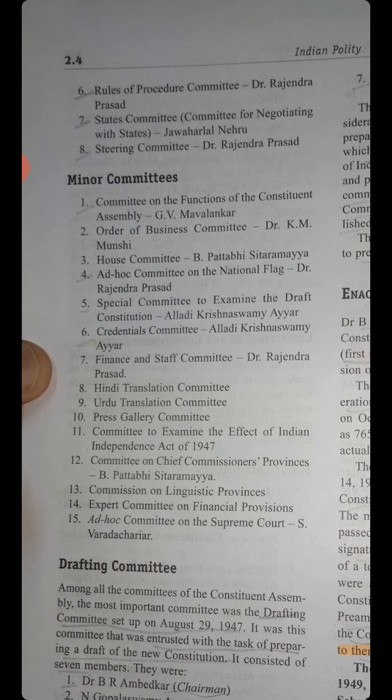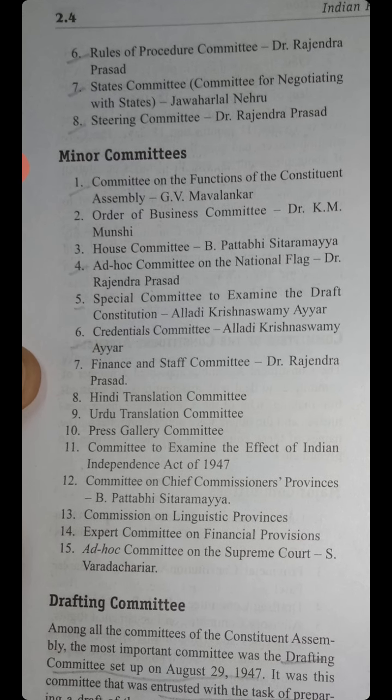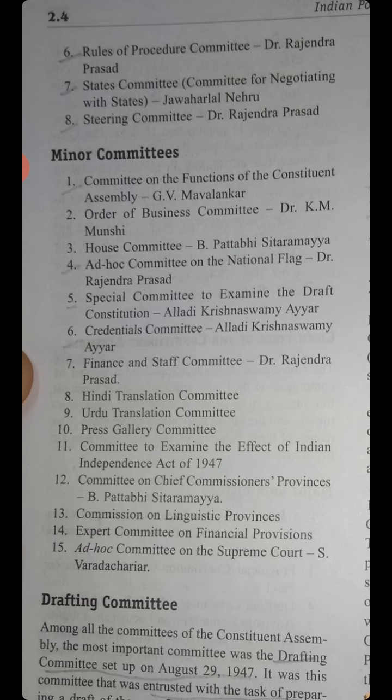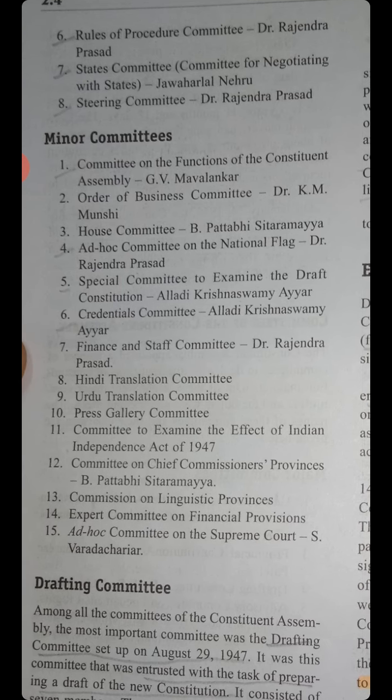Rules of Procedure Committee, Dr. Rajendra Prasad. States Committee, Committee for Negotiating with the States, J.L. Nehru, and Steering Committee, Dr. Rajendra Prasad. Minor Committees. Committee on the Functions of the Constituent Assembly, G.V. Mavlankar. Order of Business Committee, K.M. Munshi. House Committee, B. Pattabhi Sitaramayya.